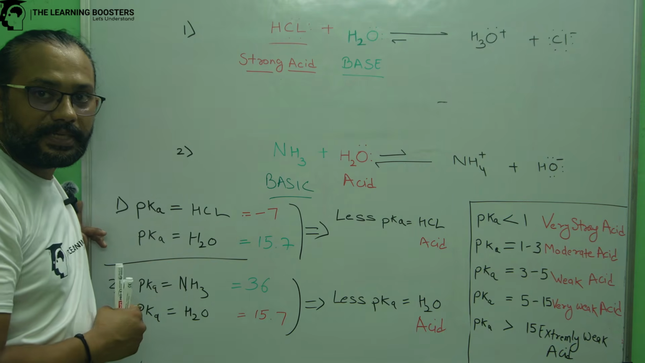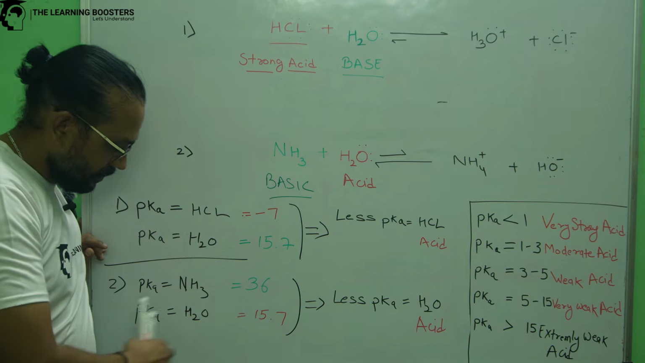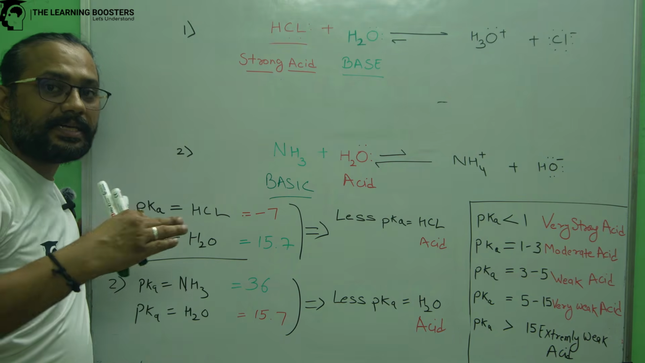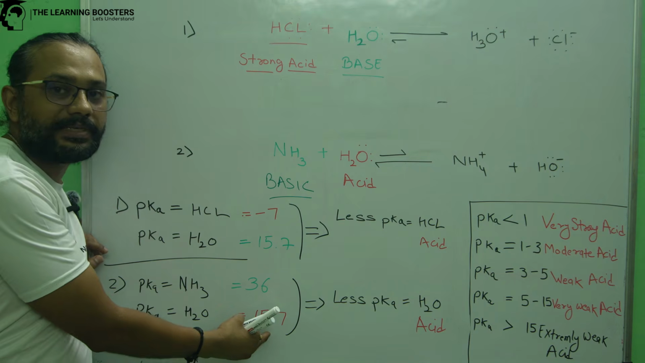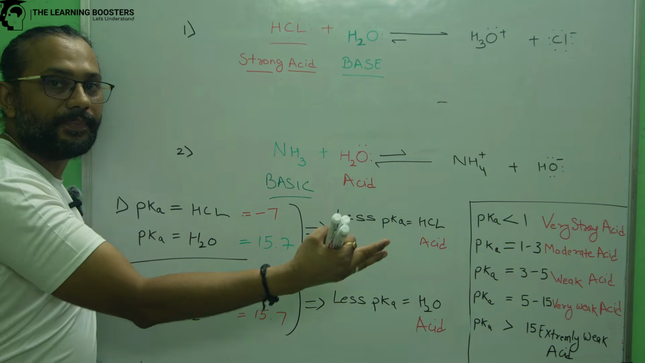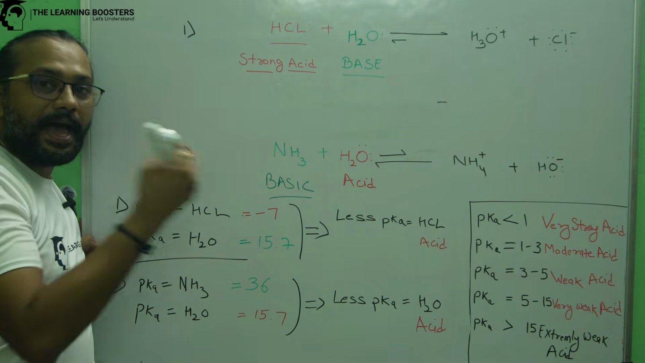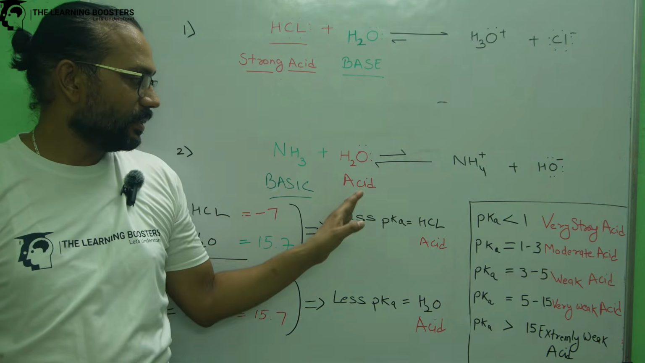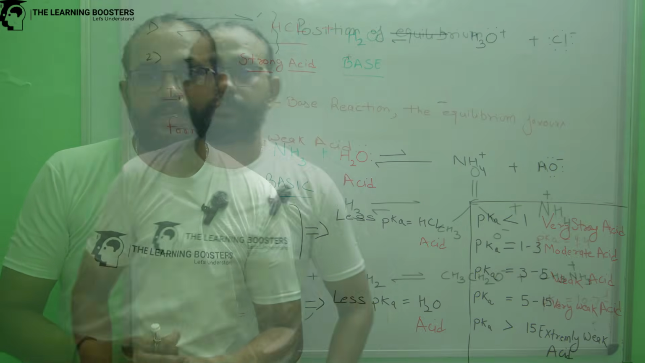Similarly, in the next equation, ammonia is 36, whereas the water is 15.7. Now tell me which of these two has the lower pKa, that is 15.7, obviously the water. So it has the property to donate a proton, whereas the higher pKa value, that is NH3, has the property to accept a proton. So that's why water in one case will act as a base, and in another case it will act as an acid. I wish it will be clear to you.